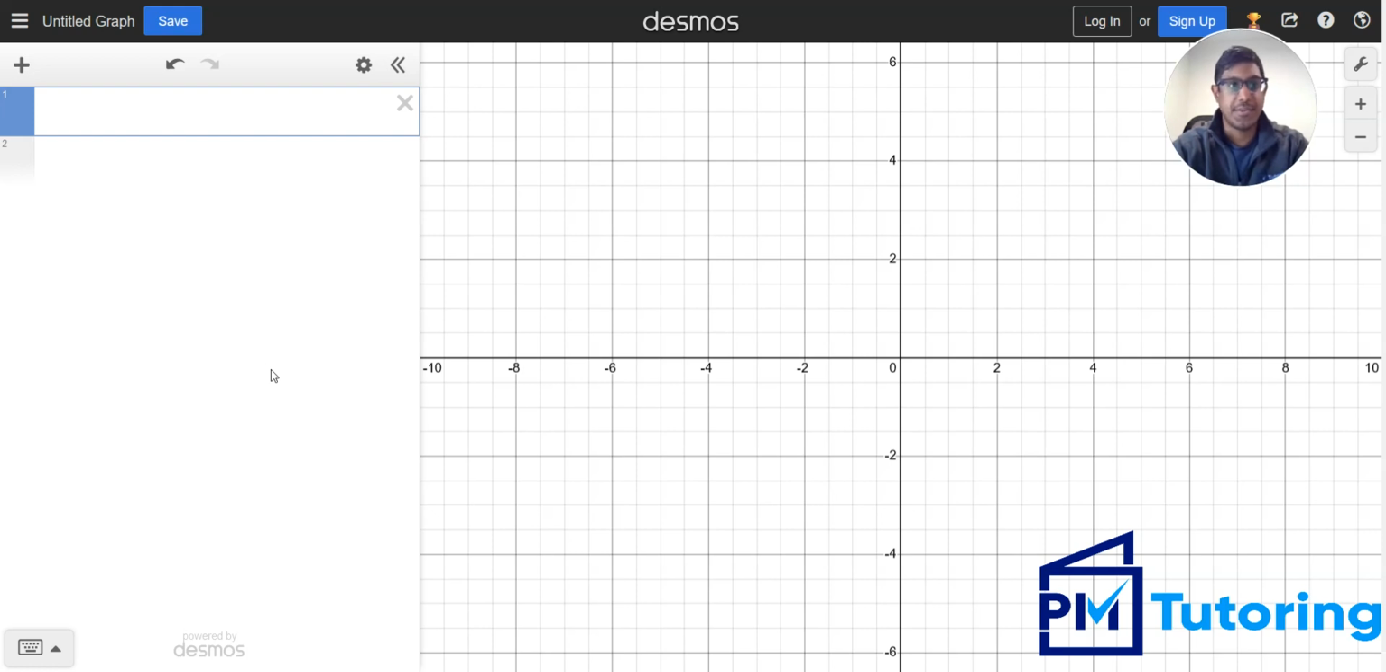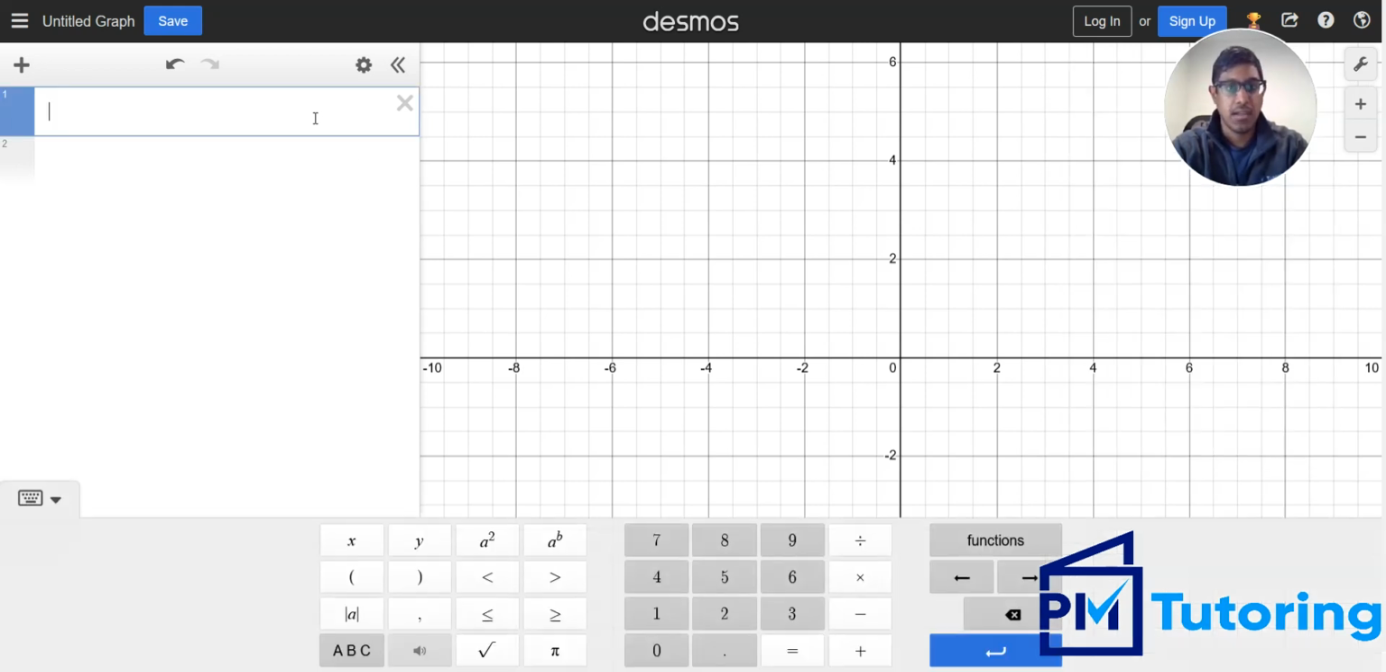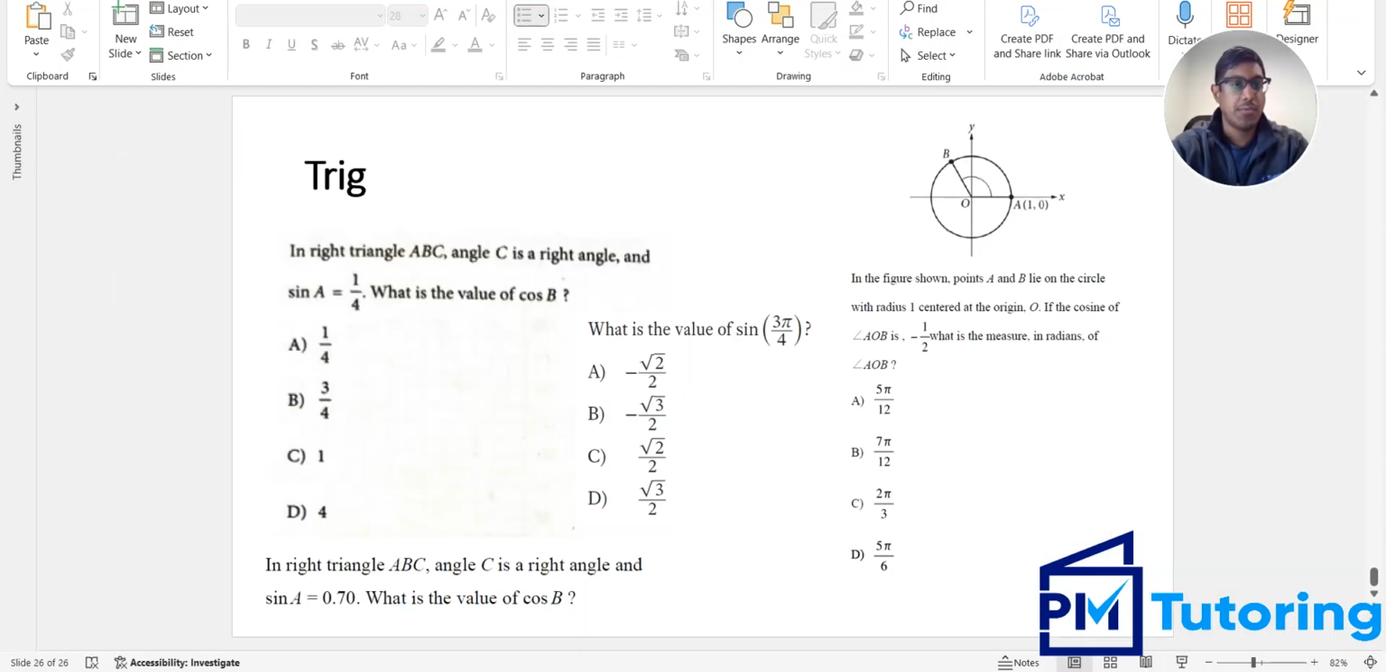We can also use Desmos to help us solve trig functions. Now remember, when we're dealing with trig, we could be working with angles in radians or degrees. We hit this little wrench over here to toggle back and forth between the two. So let's see what we can do here.